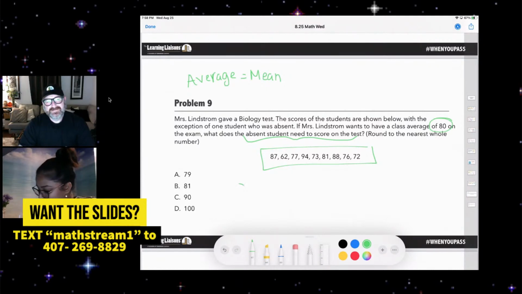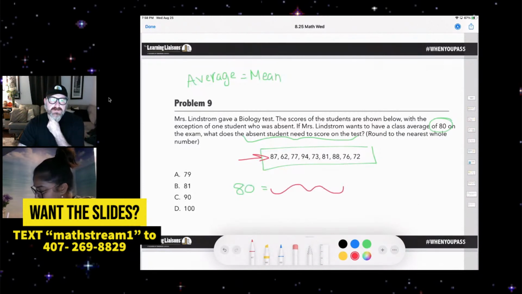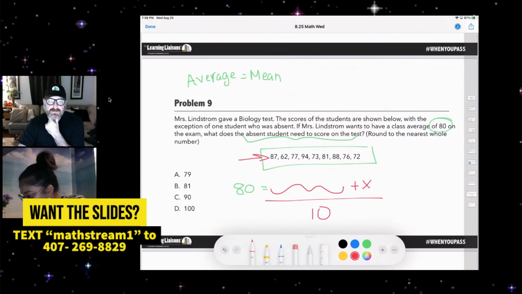So if we have the average and we know the average they want is 80, we have all of this information, which I'm going to just put here, plus our absent student, divided by the number of people in the class, which is 10. I think it's 10. 1, 2, 3, 4, 5, 6, 7, 8, 9. Yes, and the absent student, which is 10.